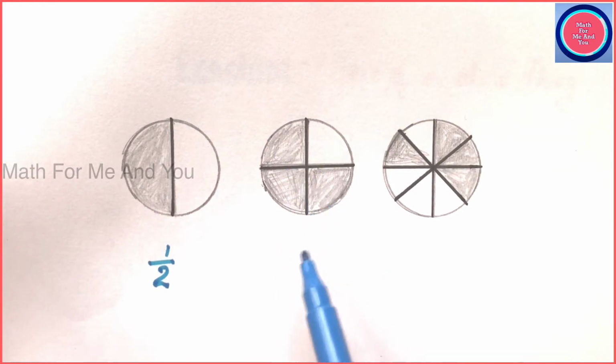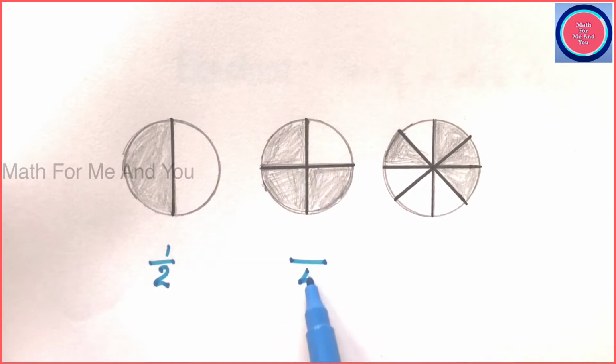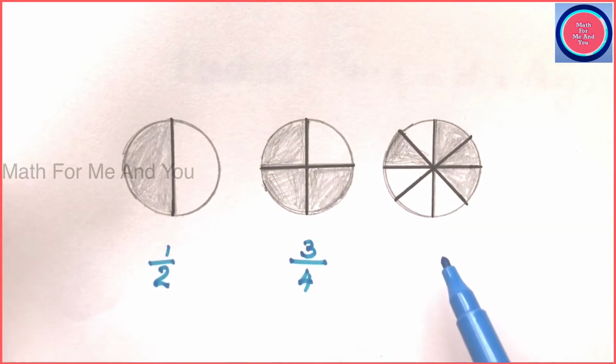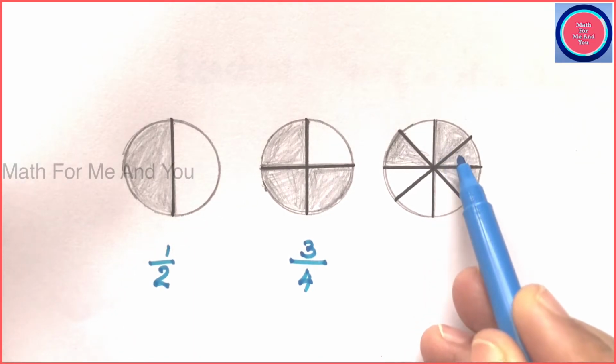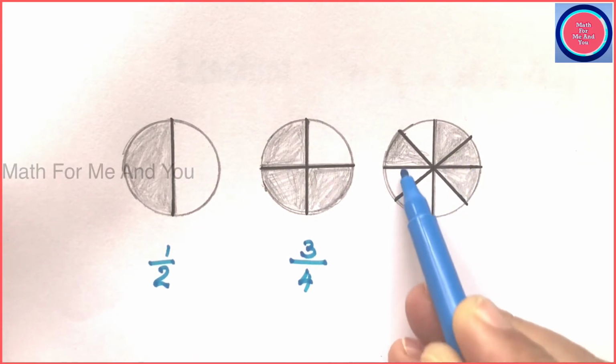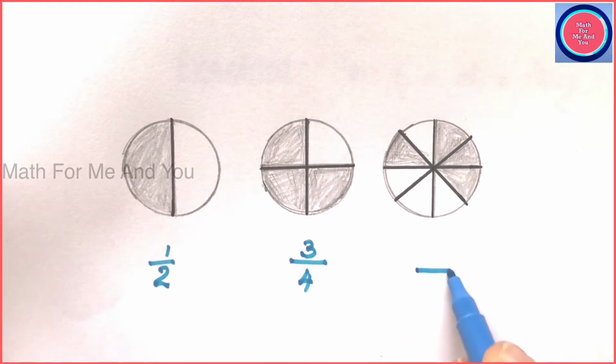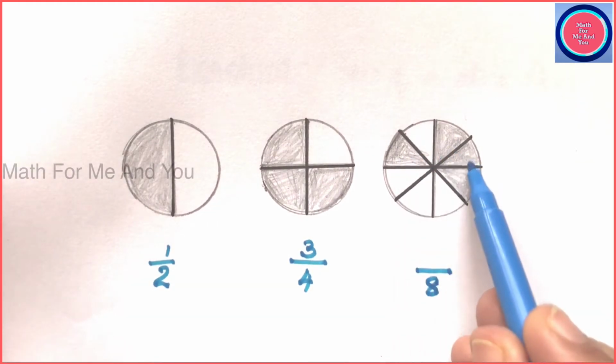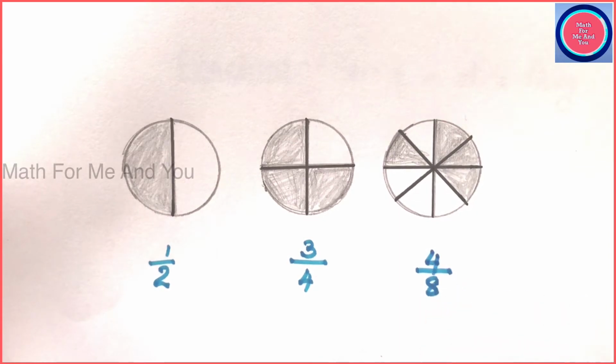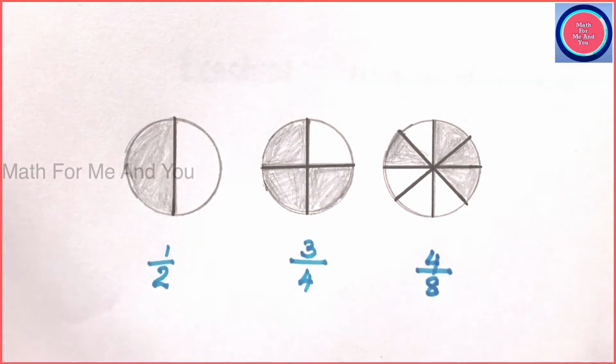The next circle we can see cut into four parts. And how many colored or shaded? 3 parts. So we get a part number 3/4. Next, you can see the circle cut into 8 equal parts. So we can write 8 as a down number, and up we can write how many shaded? 4 shaded. So we get part number 4/8.